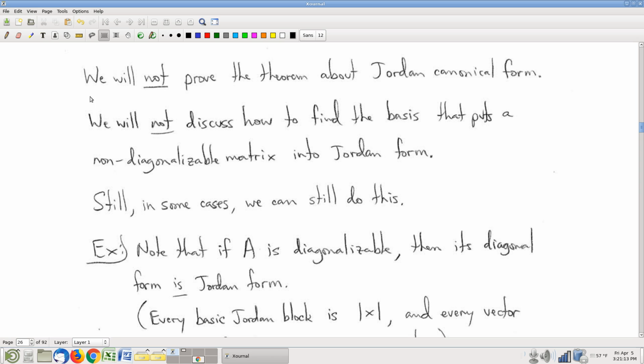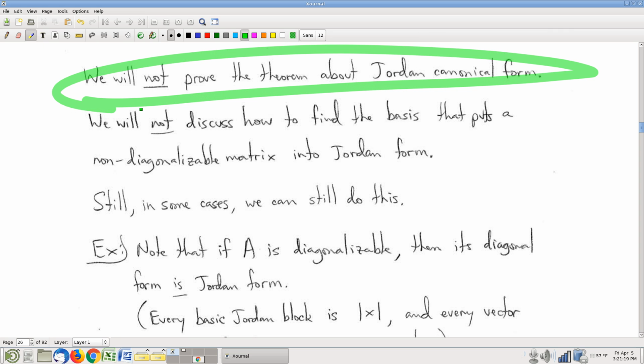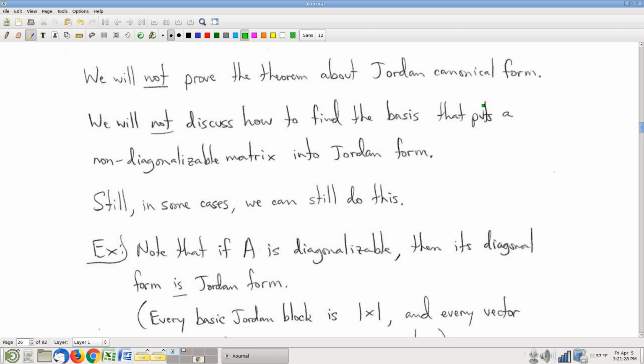We cannot conveniently prove these things that I've just stated. That you can always put a matrix into Jordan canonical form. That's the hard proof. Can't reasonably do it. We cannot prove reasonably that it's unique up to rearrangements. That's also hard to prove.